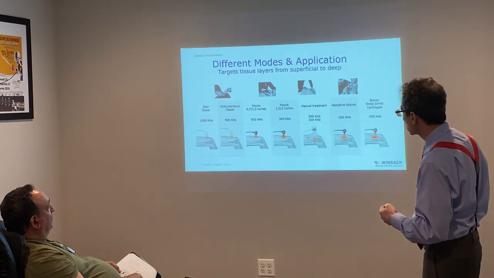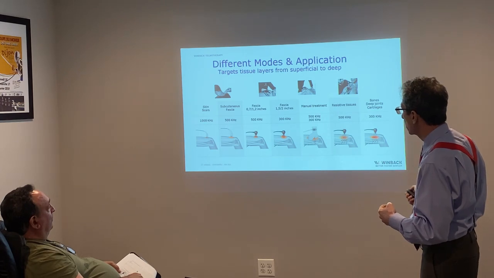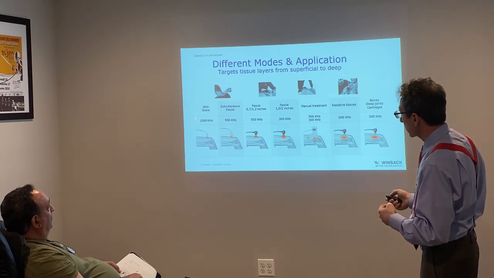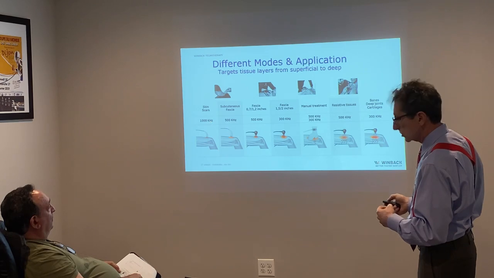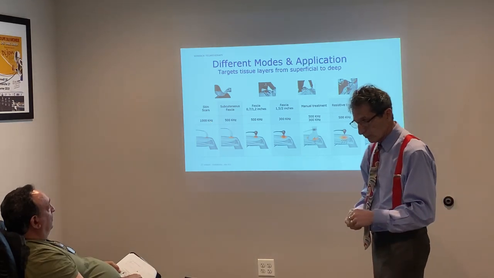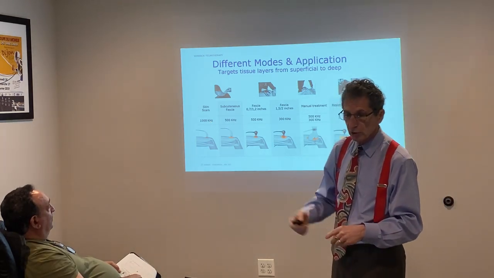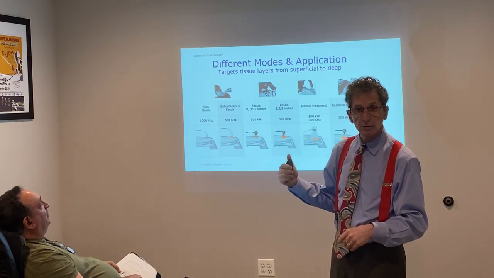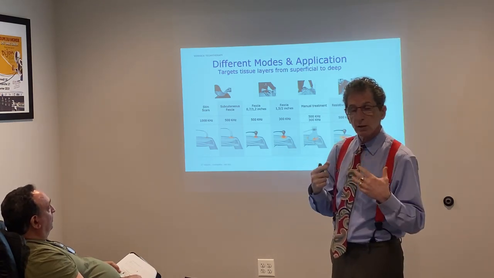This is a visual of what we talked about just a moment ago. Very superficial, like a star, 1,000 kilohertz. The original, if I'm correct, the original work in Europe with this was cosmetic. High frequency for cosmetic. Why?